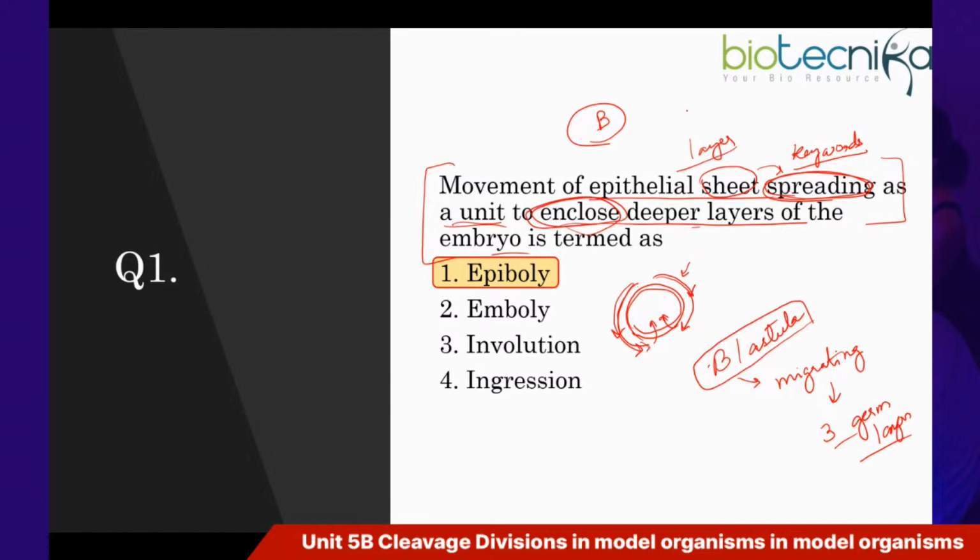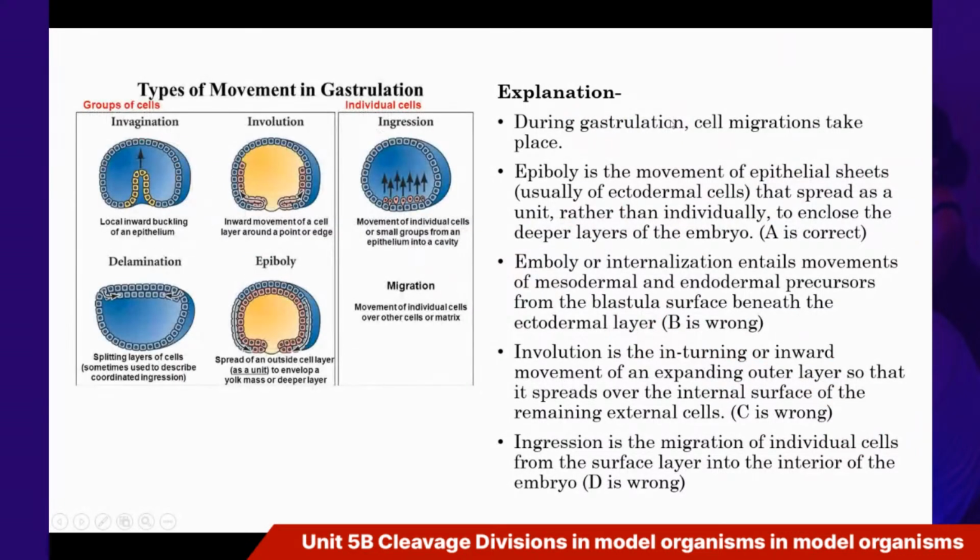Let's have a look at the different types of migration. During gastrulation, cell migrations take place. As I said, groups of cells move by invagination, involution, delamination, and epiboly. And individual cells can migrate through something called ingression and migration. So what is epiboly here?